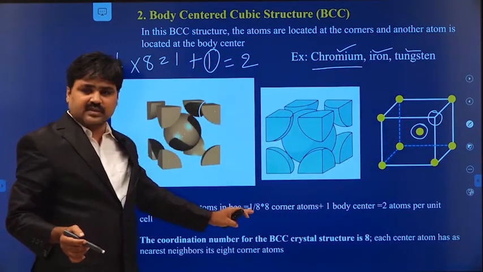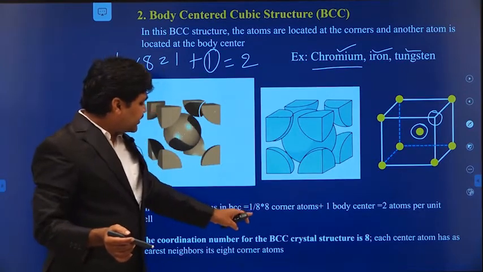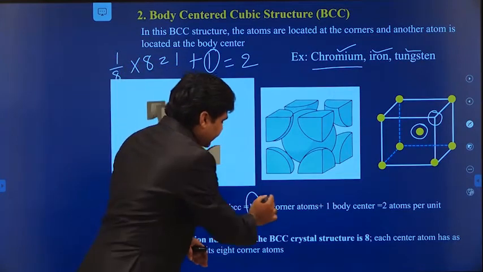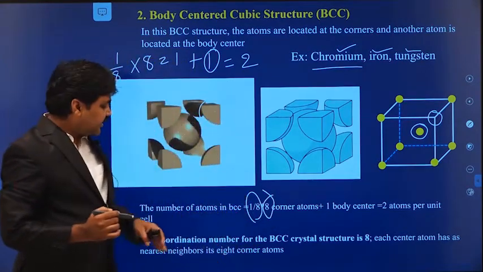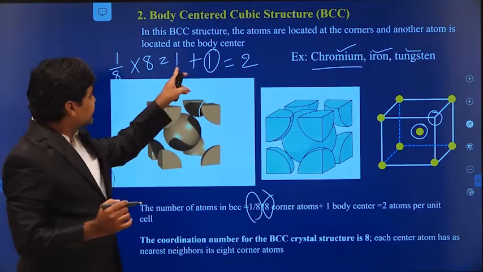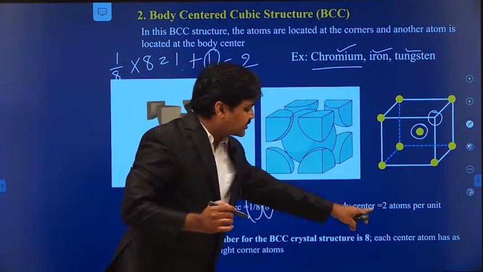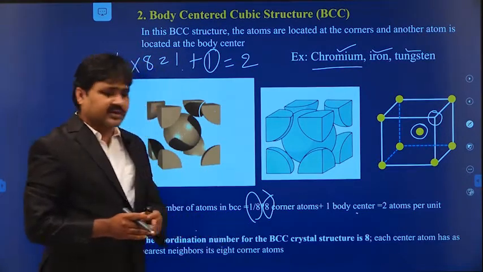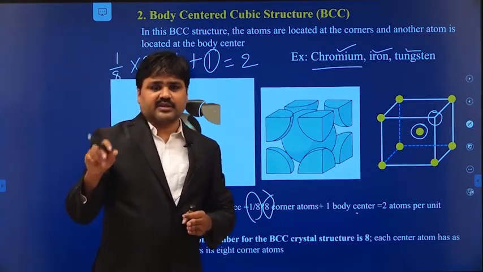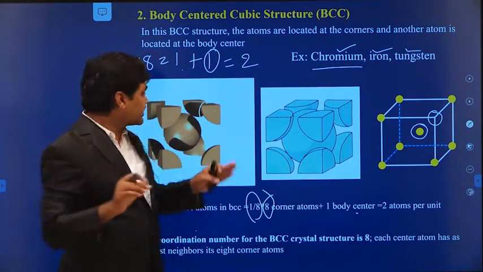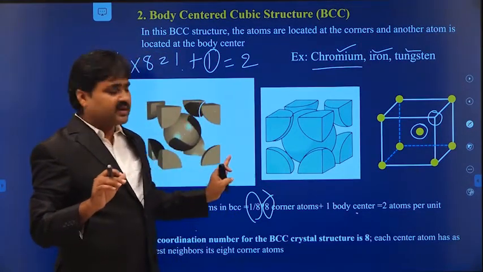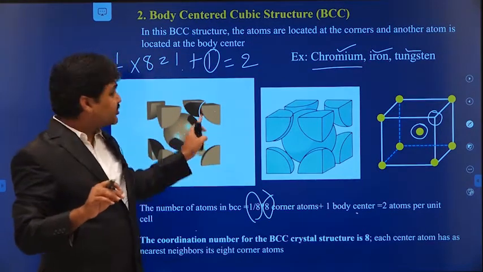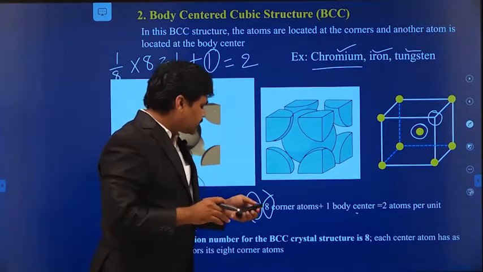Totally, the number of atoms in the BCC structure: the contribution from each corner atom is 1 by 8, and since there are 8 corner atoms, 1 by 8 into 8 is equal to 1, plus 1 body center atom, equal to 2 atoms per unit cell. In case of simple cubic, there is only 1 atom, because the atoms are located only at the corners. But in body centered cubic, the atom is also located at the body center. That's why it is called the body centered cubic structure. So there are 2 atoms.